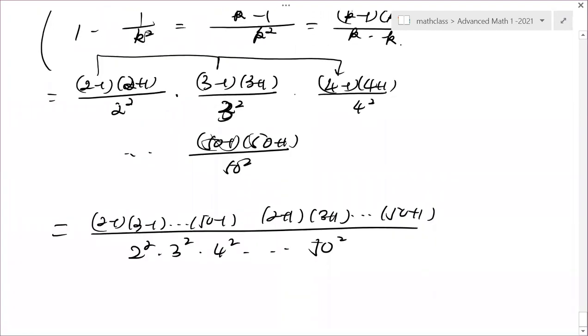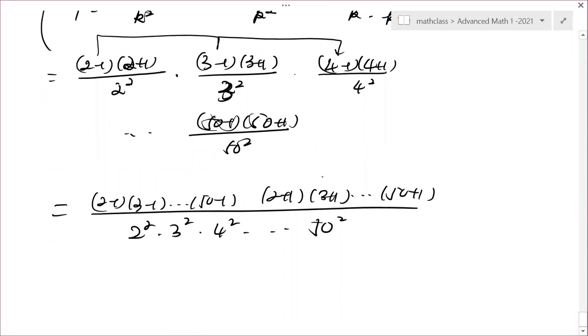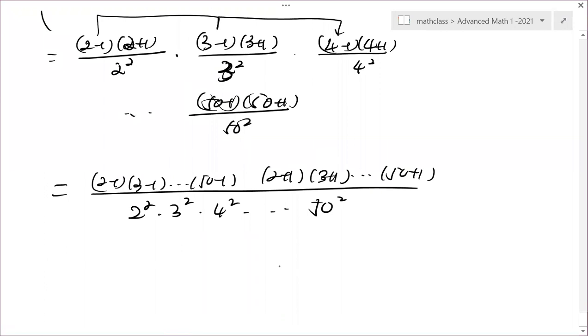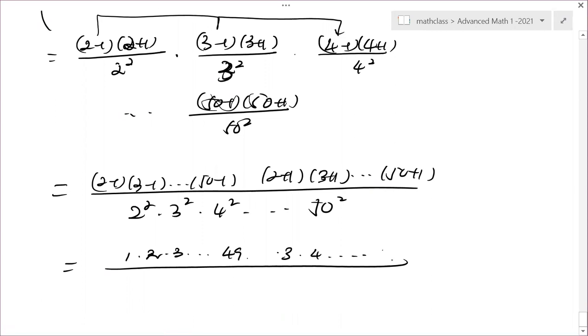Yeah, regroup them, okay? The terms like 2 minus 1 and 3 minus 1 are similar to each other, okay? Then what? I think we're almost there. This is 1 times 2 times 3 all the way to 49. And here it's 3 times 4 all the way to 51.